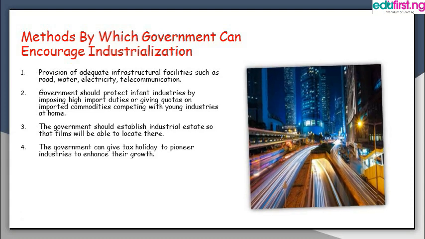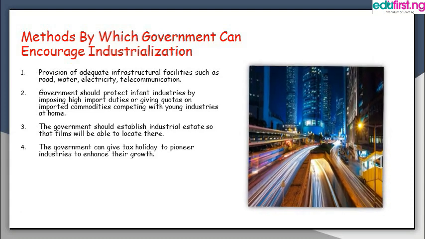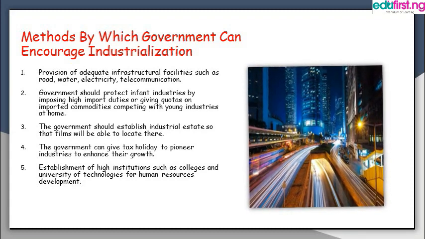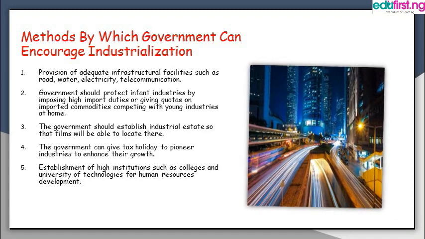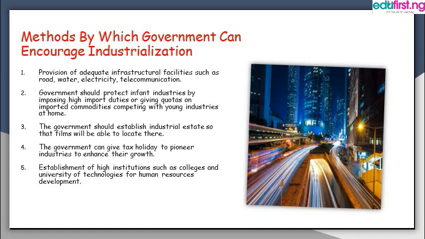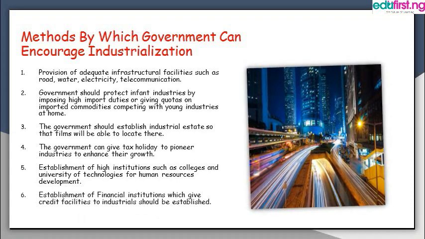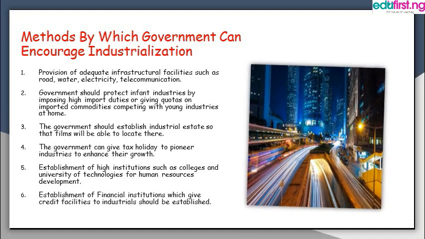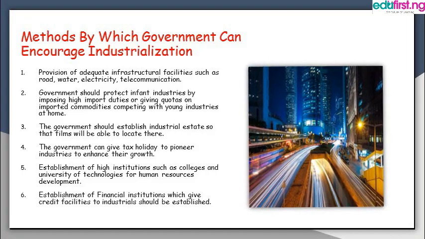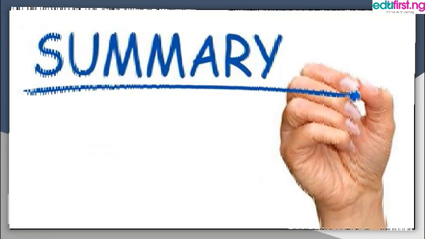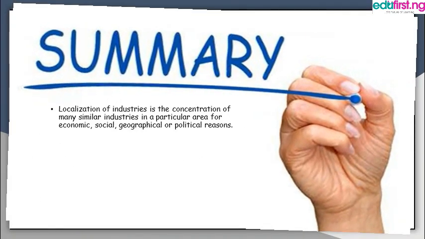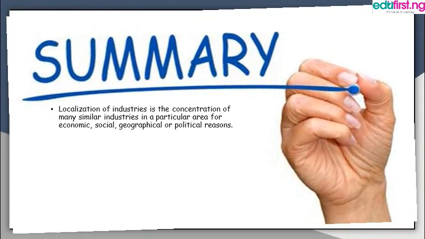Number four, the government can give tax holiday to pioneer industries to enhance their growth. Number five, the government could establish higher institutions such as colleges and universities of technologies for human resource development. And number six, the government could establish financial institutions which would give credit facilities to industries for the running of their businesses.